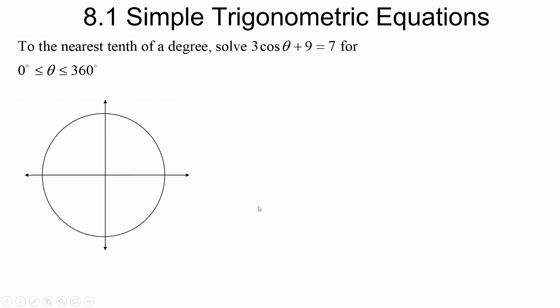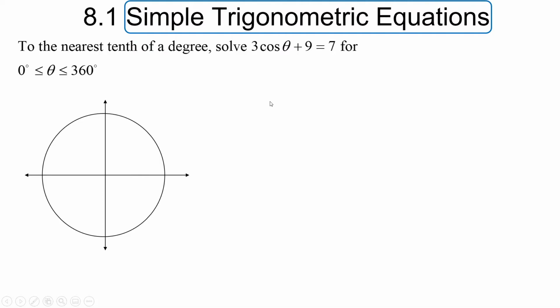Okay. Now, let's play with this a little bit. To the nearest 1/10 of a degree, so we're going to use our calculator, solve 3 cosine of theta plus 9 equals 7 for 0 degrees is less than or equal to theta, and theta is less than or equal to 360 degrees. If I had written this problem, I probably would have just said less than 360 degrees right there, because we've already represented that terminal ray with a 0, but so be it.